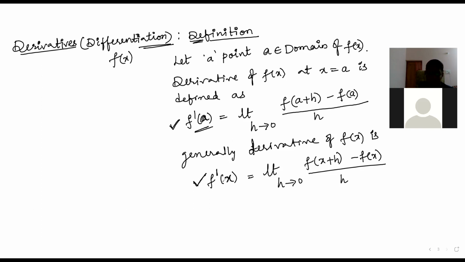We are finding the derivative of f of x, which we represent with f dash of x. So what is the definition? This is the limiting value of the function when h tends to 0, f of x plus h minus f of x by h. So this is the definition.